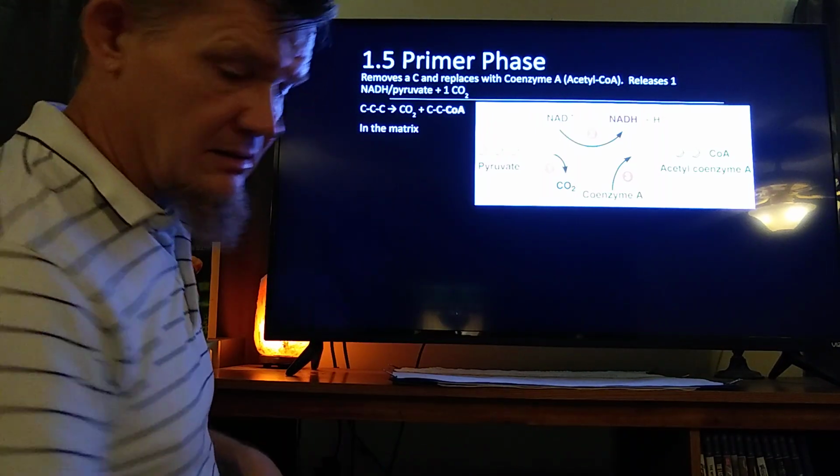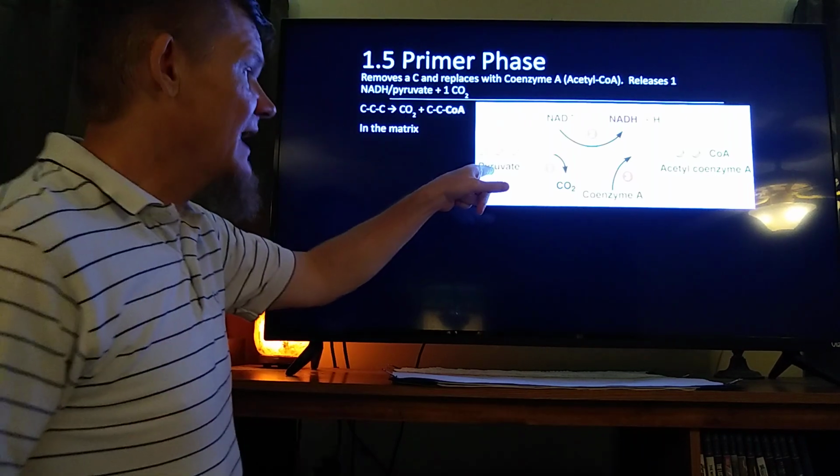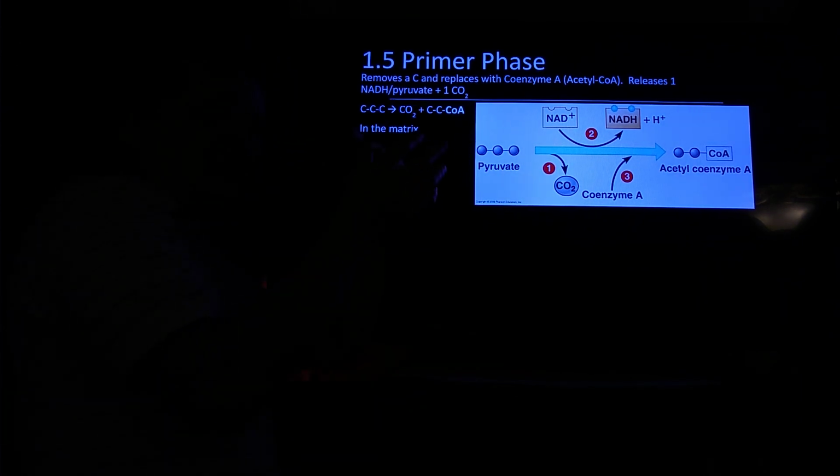This process, called primer phase, gets pyruvic acid ready to enter step 2. Remember, 3.5 steps, this is the half step. It gets it ready to enter step 2. This process takes place in the matrix.